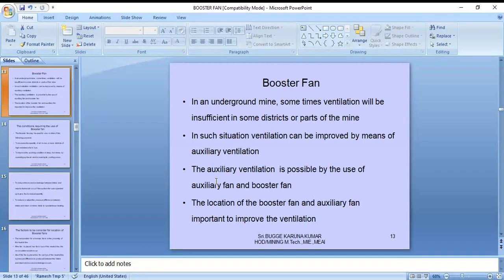In an underground mine, sometimes ventilation will be insufficient in some districts of the mine. In such a situation, ventilation can be improved by means of auxiliary ventilation. Auxiliary ventilation is possible by means of an auxiliary fan and a booster fan. The location of the booster fan and the auxiliary fan is important to improve the ventilation.